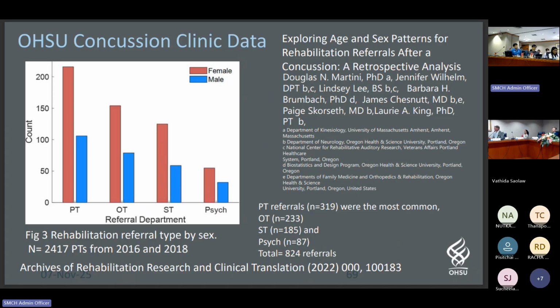This is another study that showed how we do our referrals, and most referrals go to physical therapy. There's a slight difference between males and females in this, but occupational therapy is really the second most common, and on down.